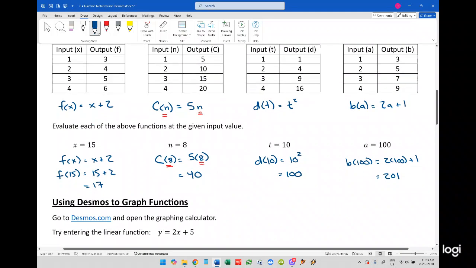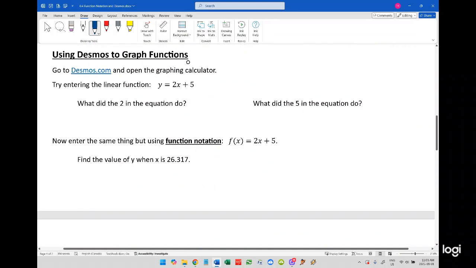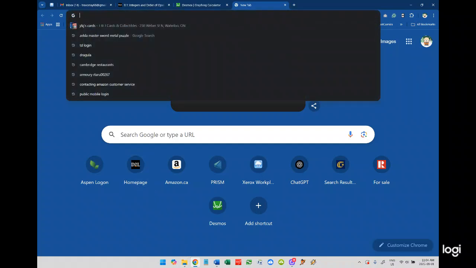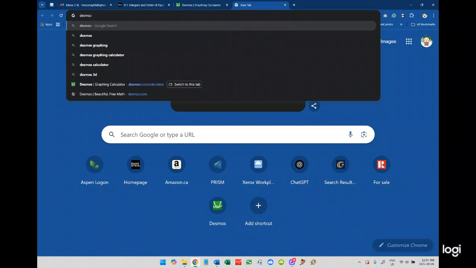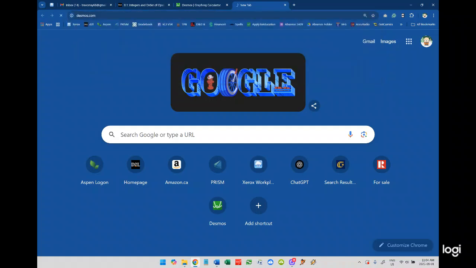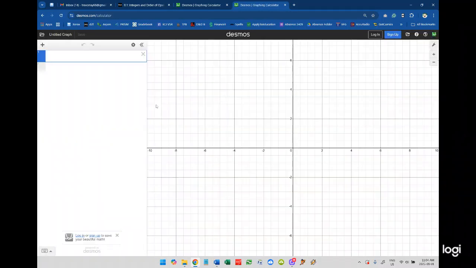All right, now what we're going to do is just take a look over at Desmos, and I'll be flipping back and forth just a little bit between things here. But we're going to enter in the function 2x plus 5, and we're going to see what that looks like. So I am going to switch over to Desmos here, or more specifically, I'm just switching over to a Google window, and I'm going to go to desmos.com, if I spell it correctly. Desmos.com, and hit enter, and it goes there. And you should see this beautiful web page, and we want to open the graphing calculator. And it looks like this.